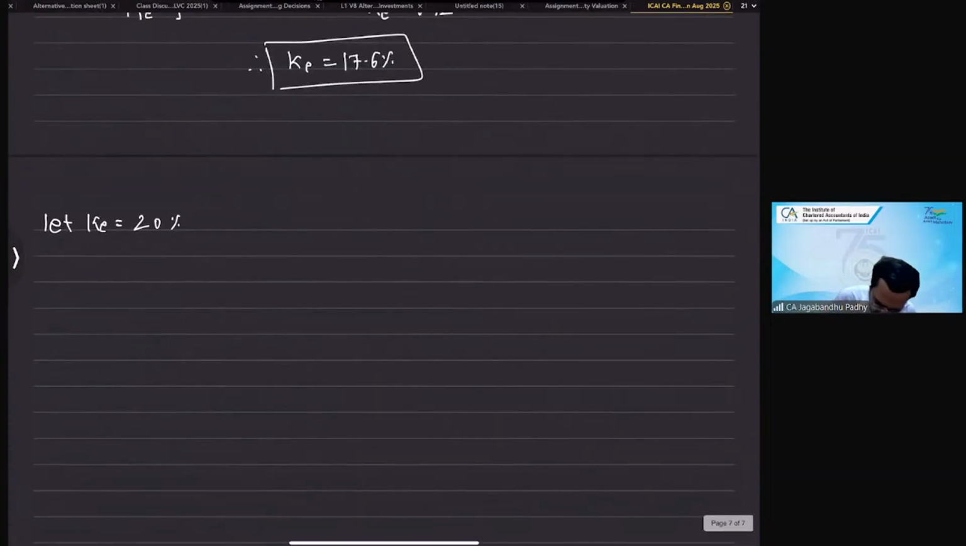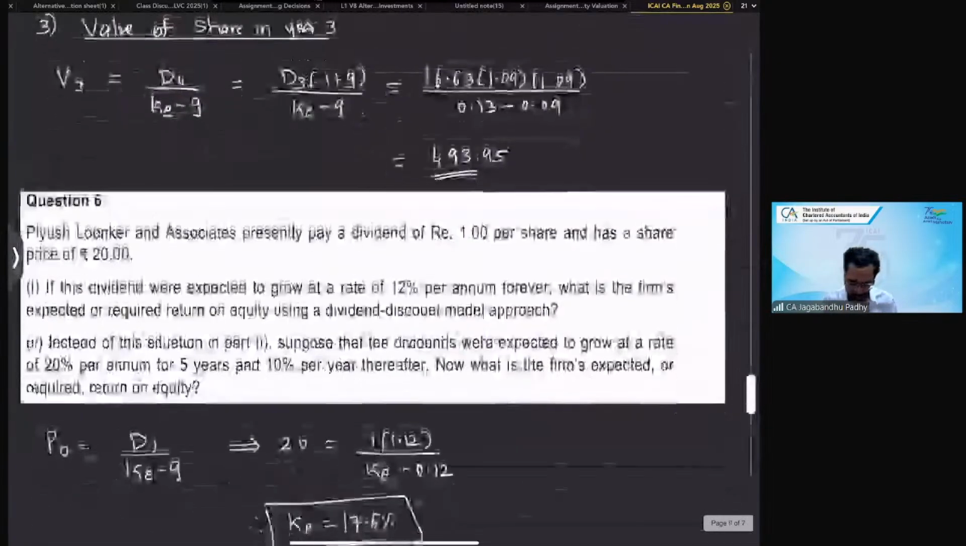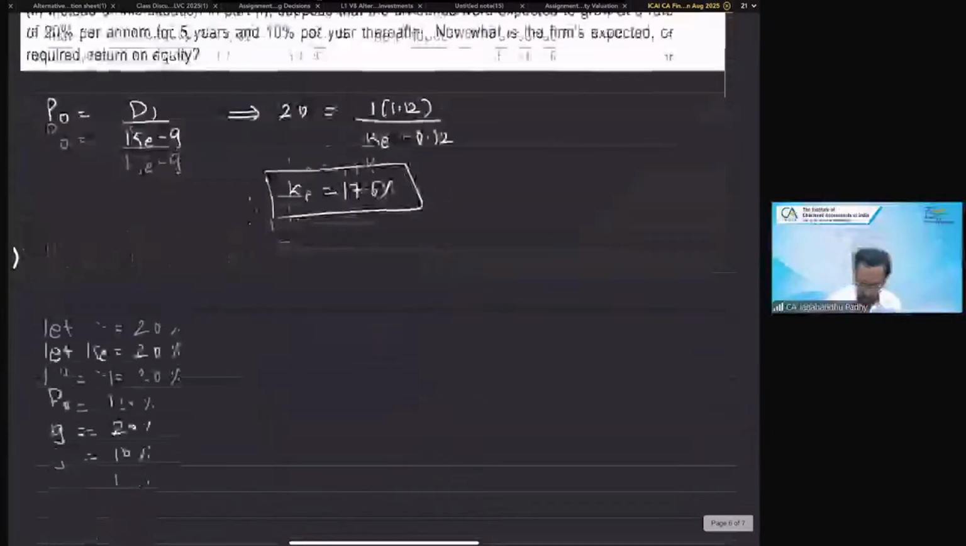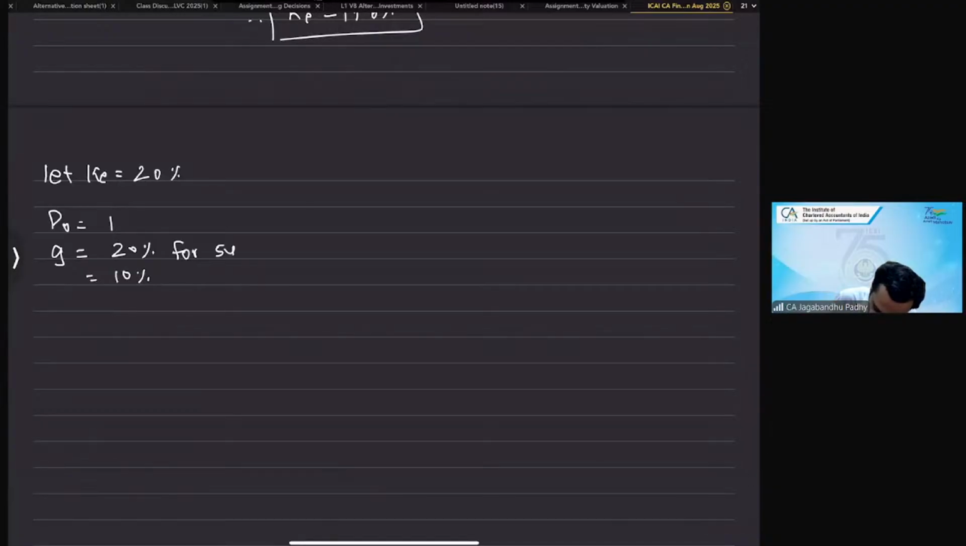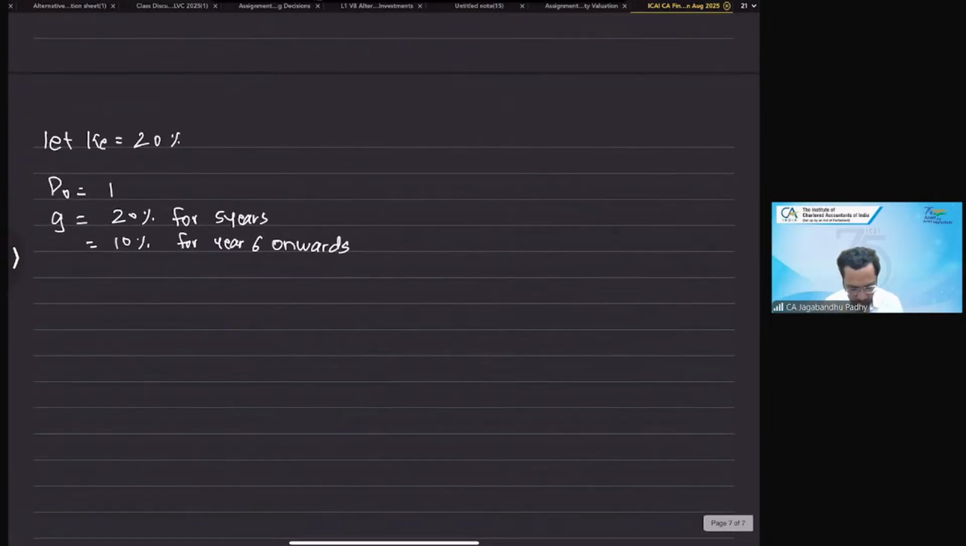So if K is 20%, I'll give you certain facts. Let's say D0 is 1. Growth rates are 20% and 10%, two situations given: 20% per annum for 5 years and 10% per annum thereafter. So 20% for 5 years and 10% for year 6 onwards. So this is the data that we have. K is 20%, dividend in year 0 is 1, growth rate is 20%, and normal growth from year 6 onwards is 10%.